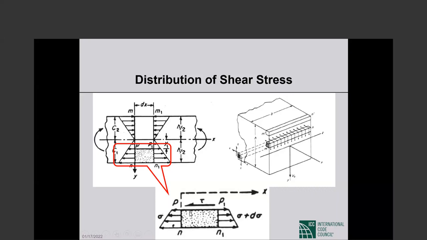Now, the key to the true law of variation of tau with y comes from examining the equilibrium of an elemental block, PnP1N1, which we have taken out of the beam, between two adjacent cross sections MN and M1N1, a distance dx apart. The distance between this section and that section is dx.